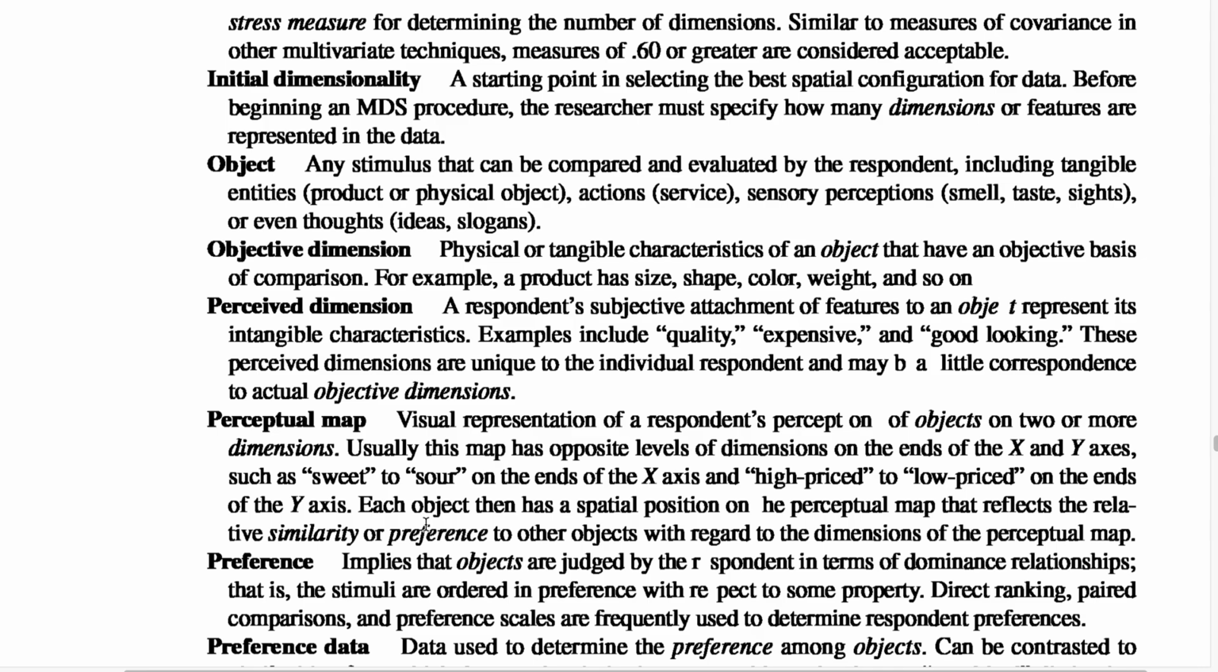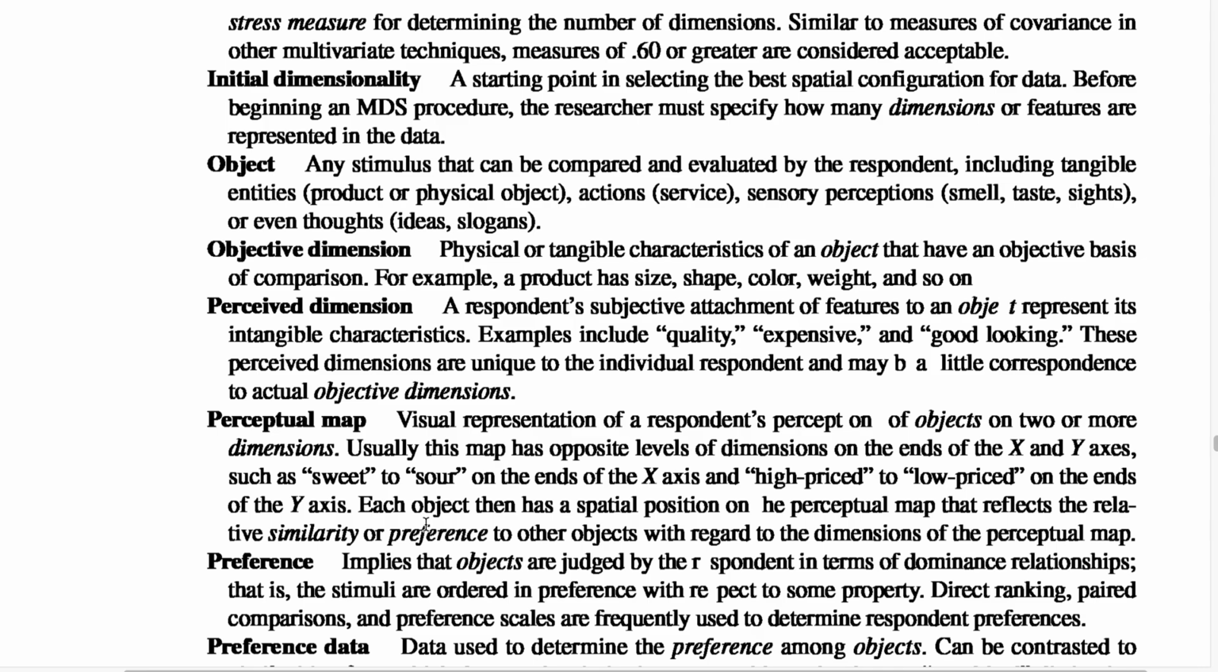Initial dimensionality. A starting point in selecting the best spatial configuration for data. Before beginning an MDS procedure, the researcher must specify how many dimensions or features are represented in the data. Object: any stimulus that can be compared and evaluated by the respondent, including tangible entities, a product or physical object, an action, a service, sensory perceptions, smell, taste, sight, or even ideas and slogans.